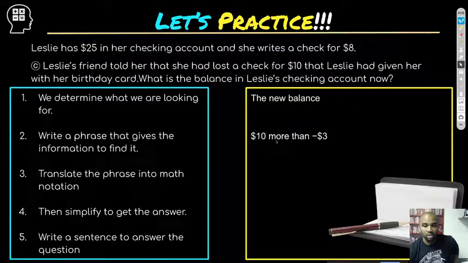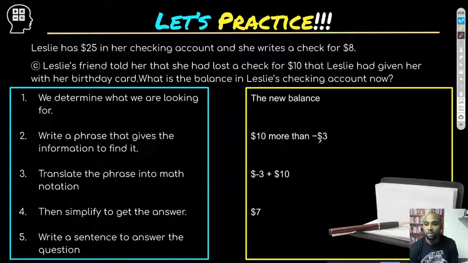So we want $10 more than negative 3. Woo! I thought it was going to be negative 3 after my friend cashed that $10 check, but fortunately, she's not going to cash it. So we're okay. It's not going to be $10. So I'm going to do $10 more than negative 3 because she's not going to be able to take that out. So negative 3 plus that $10 is going to give us 7.